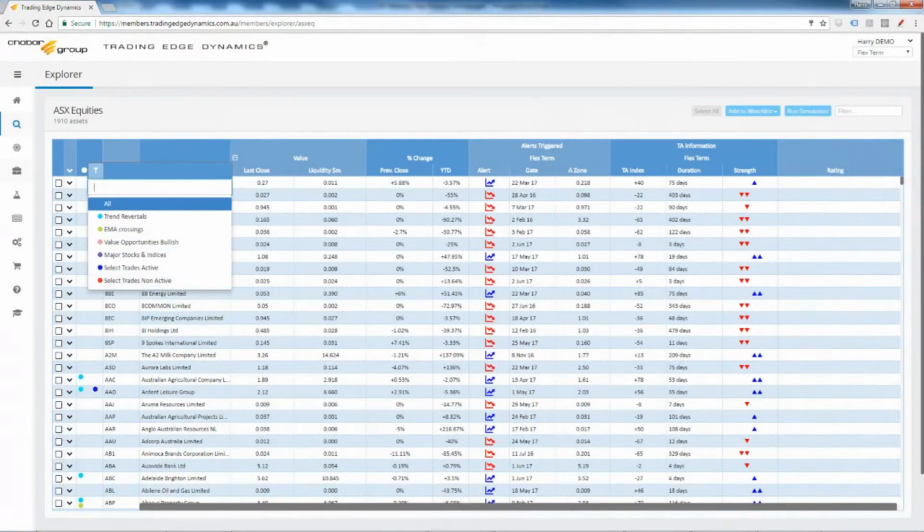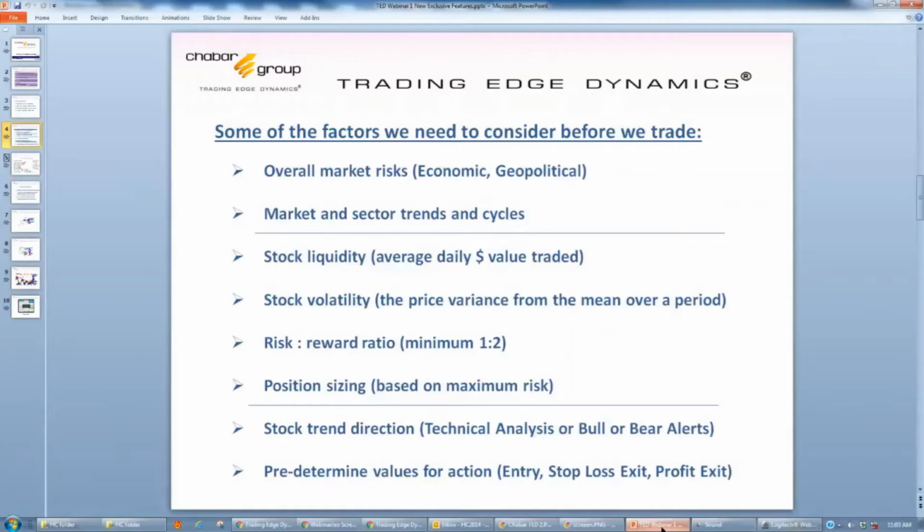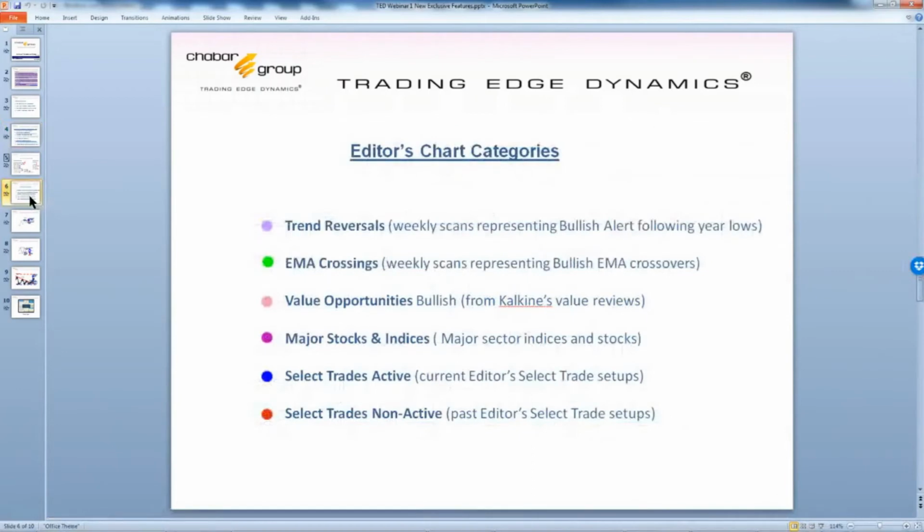I just want to briefly take you to a slide to explain these categories before I take you further. All right, so we originally developed 3 categories. Trend reversals, which represents the weekly scans we do, finding stocks that have had an annual low followed by a bullish alert.